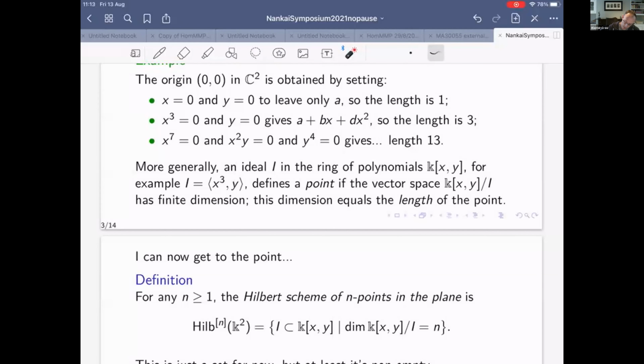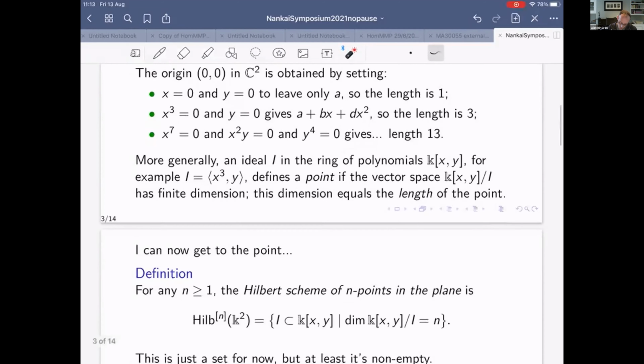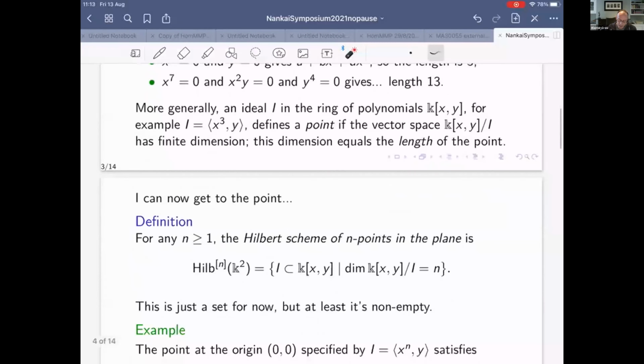So you can think of this either as the collection of points that have length n, that's one way to do it, or as the collection of ideals, or indeed as the collection of these quotient rings. So three different ways to see it, all of which are equivalent. But the point is, this is just a set, the way I've introduced it to you. But yeah, at least it's non-empty.